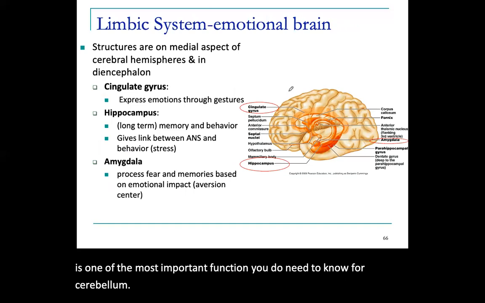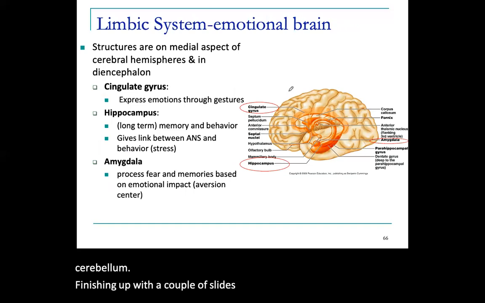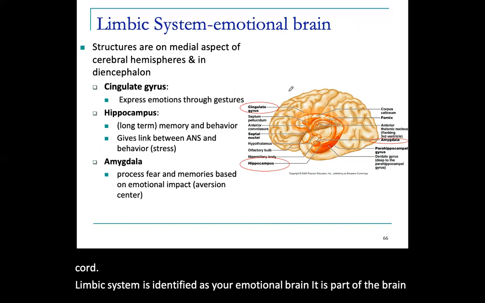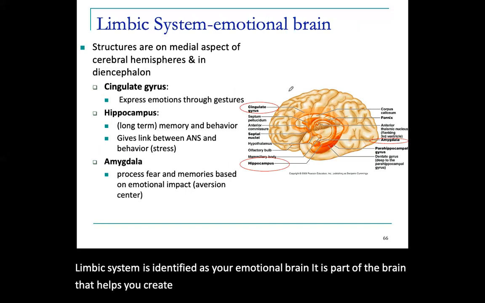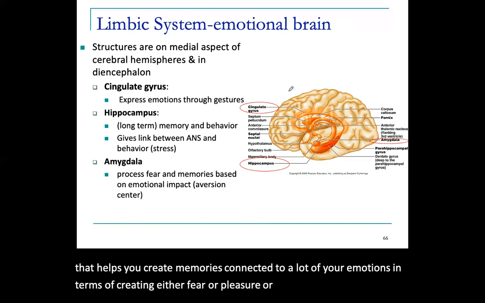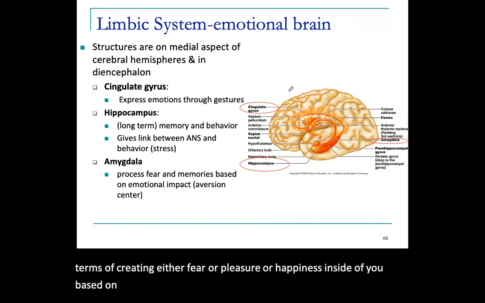Finishing up with a couple of slides on the limbic system and the spinal cord. The limbic system is identified as your emotional brain. It is the part of the brain that helps you create memories, connected to a lot of your emotions, in terms of creating either fear or pleasure or happiness inside of you based on your previous experiences.